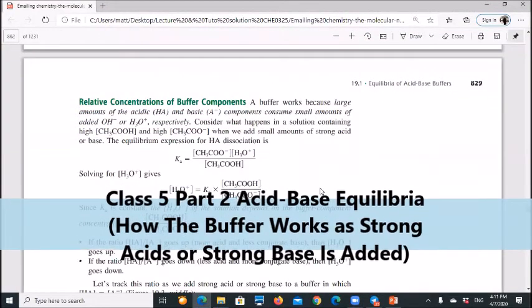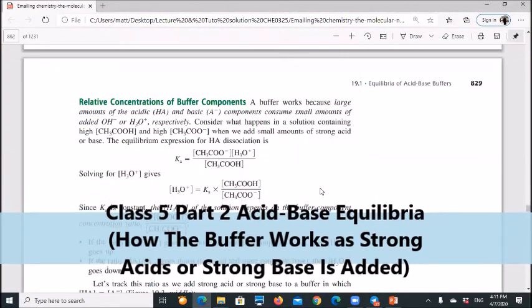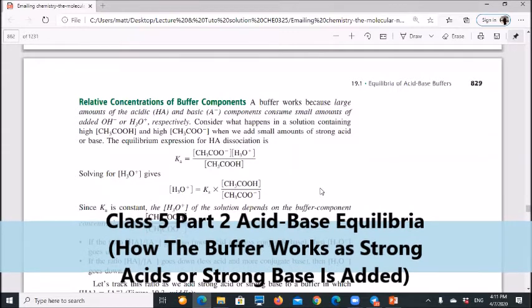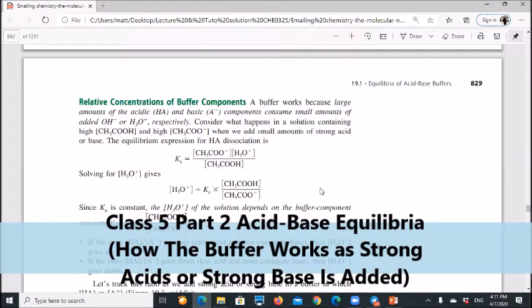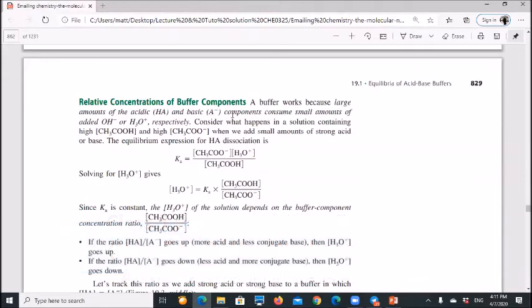Okay, so how does the buffer work when we add a small amount of strong acid or strong base? A buffer works because it contains large amounts of an acidic and a basic component. The acidic component, the weak acid, and the basic component, the conjugate base, consume small amounts of added hydroxide or hydronium ion, respectively.